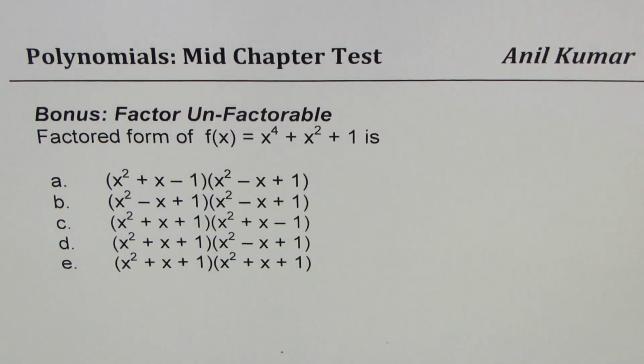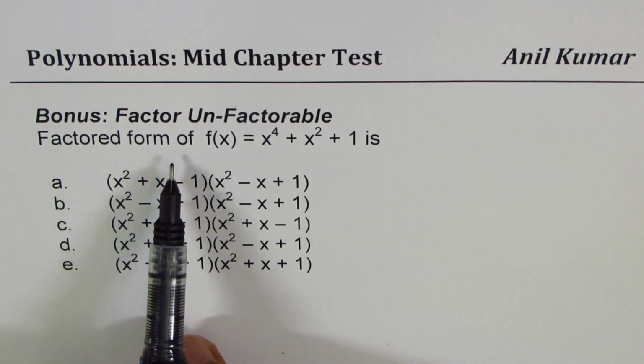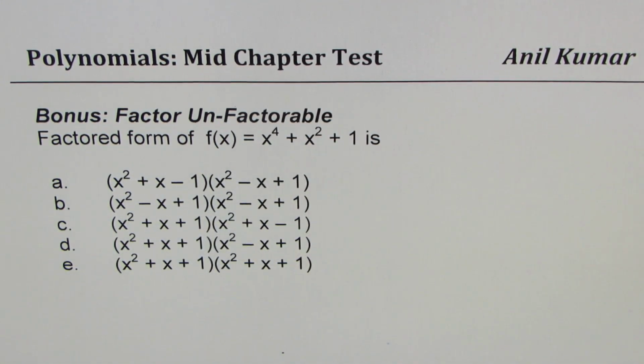Now this is a very important question. I've taken this as a bonus question. Factor unfactorable. I have a few videos on this topic. I'd like you to go through those videos and answer this. Let's see how to answer such questions. The question is, the factored form of f of x equals x to the power of 4 plus x squared plus 1 is what? So one of them is the right answer.